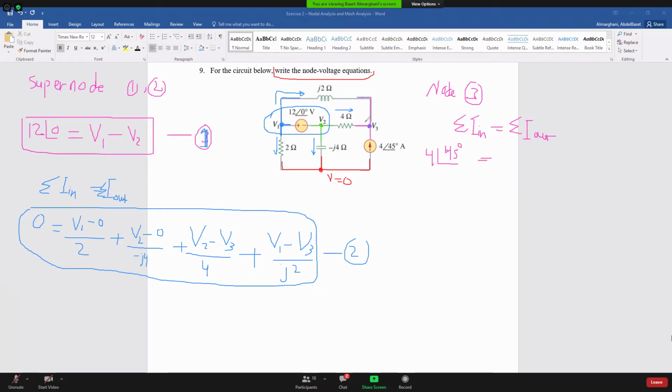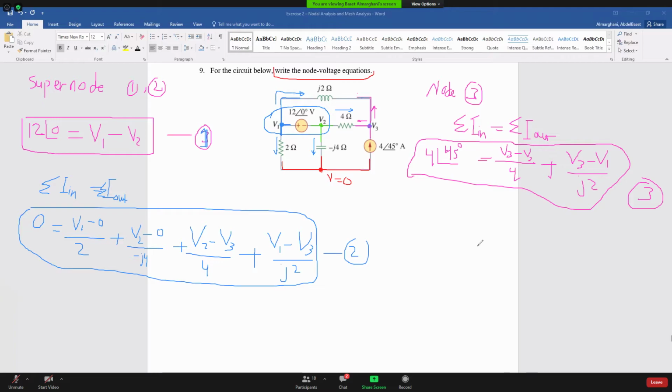Now the currents leaving, I'm going to assume it's this way, and that is the other way. So the current going through the 4 will be V3 minus V2 divided by 4, plus the current going into this, the voltage here minus the voltage here, so V3 minus V1 divided by j2. And this is the third equation. 3 equations, 3 nodes. The question just says find the node voltage equations, and those are the 3 equations.